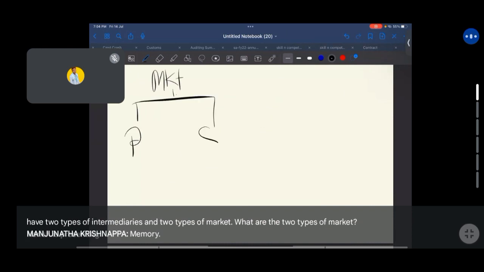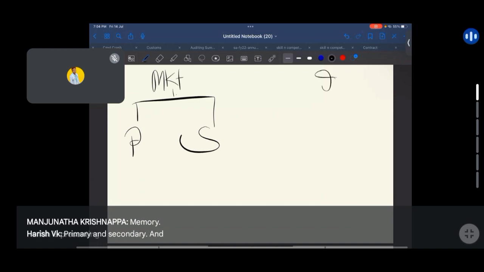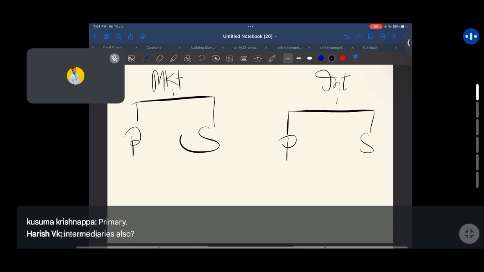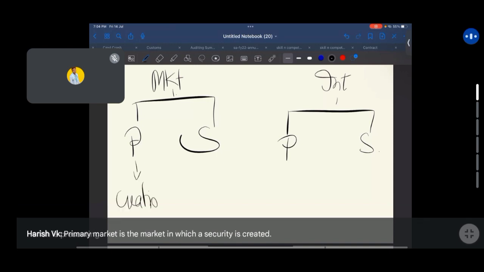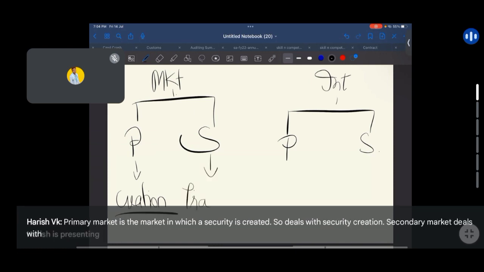Primary and secondary. And what are the two types of intermediaries? Also primary and secondary market. Primary market is the market in which a security is created. So it deals with security creation. Secondary market deals with security trading. Trading means both purchase and sale.